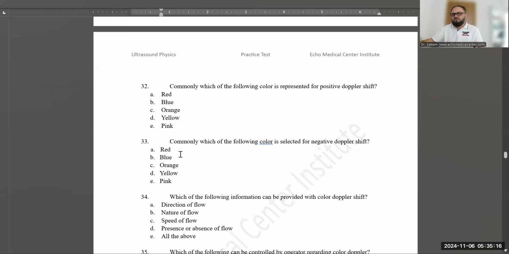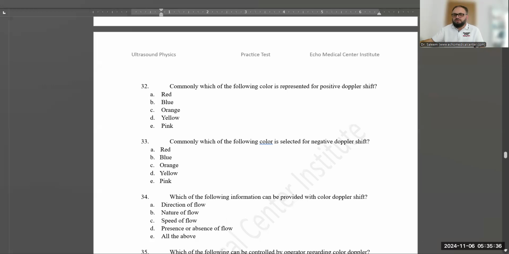Correct. For source of the pulses actually. Okay. Next, which of the following information can be provided with a color Doppler shift? Carefully. Direction of the flow, nature of the flow, speed of the flow, presence or absence of the flow, and all of the above. What do you think?